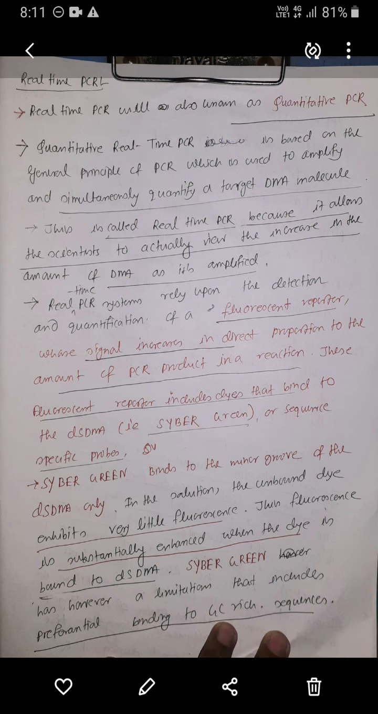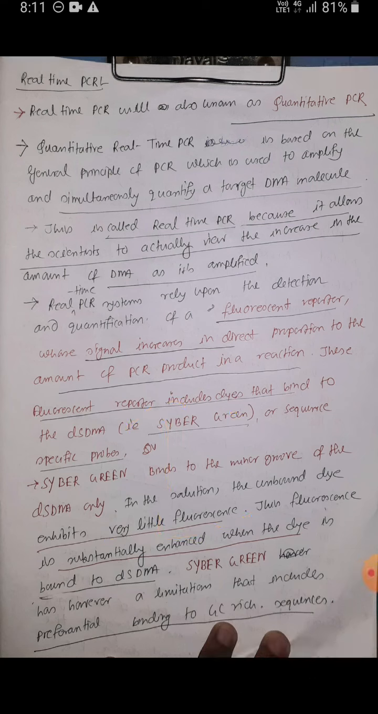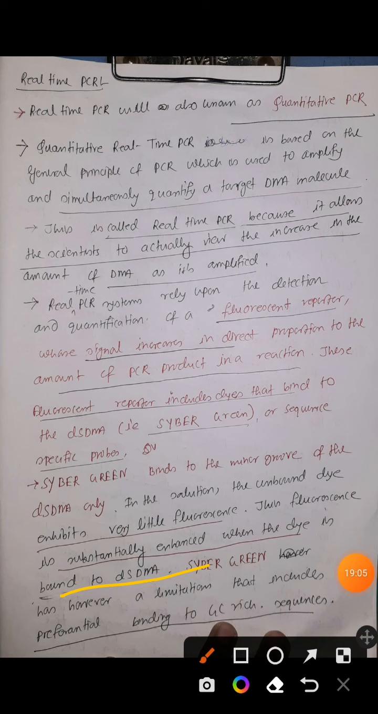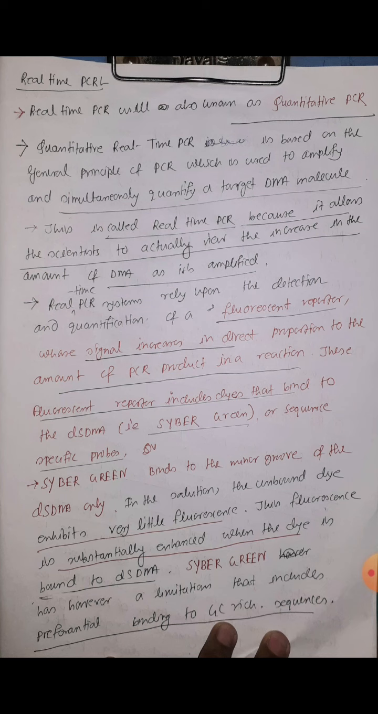So sequence specific probe, as I have discussed with you, binds to the major groove, minor groove of the double-stranded DNA only. In the solution, the unbound dye exhibits very little fluorescence, as I have told you. This fluorescence will be enhanced when the dye is bound to the double-stranded DNA molecule. SYBR Green has, however, a limitation that it shows preferential binding to GC-rich sequences. That means newly synthesized double-stranded DNA molecules lacking GC-rich sequences in the minor groove will not be detected with the help of SYBR Green.